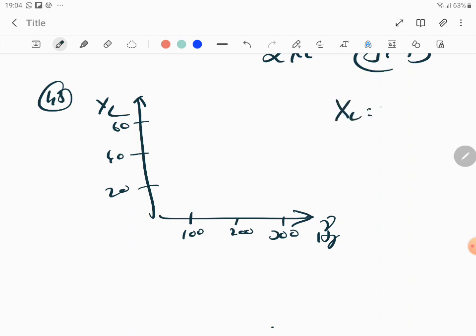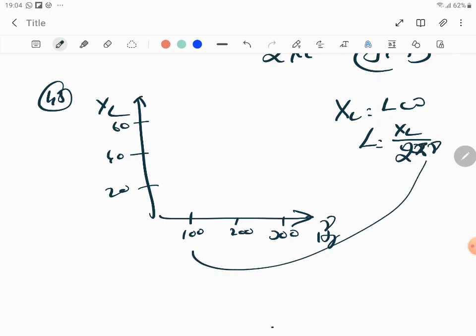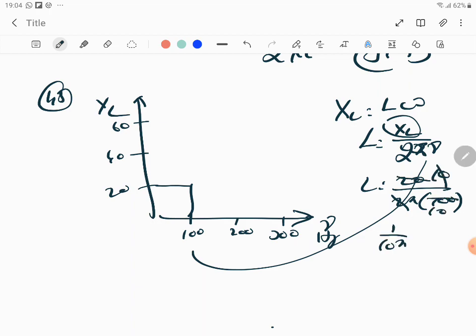So X_L is L omega, so L is equal to X_L by omega. Omega itself is 2 pi nu, so you can plug in the nu value respectively. And the X_L value, when X_L is 20, is 2 pi into 100. Calculate the self-inductance. It's linear, no? It will be constant. Okay, this will be 10, and this will be 1 by 10 pi. L is 1 by 10 pi Henry.